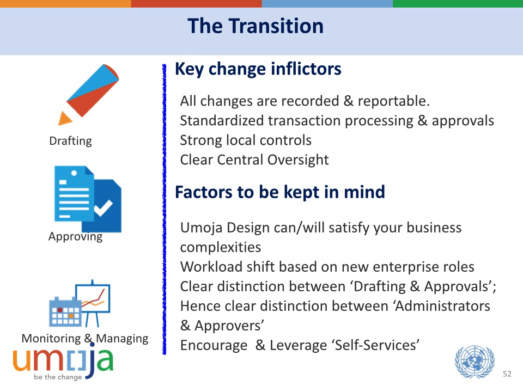So the key change factors of this whole user management are, remember, when we assign an enterprise role, like drafting and approval, make a clear understanding: all changes in the Umoja systems are recorded and reportable. Nothing can be done without knowing who did what. And there is standardization of transaction processing and approvals. In the sense, what an HR partner does in ESCAP is exactly the same as what happens in UNON, which will be the same in headquarters. By that, what we have given is strong local controls with clear central oversight.